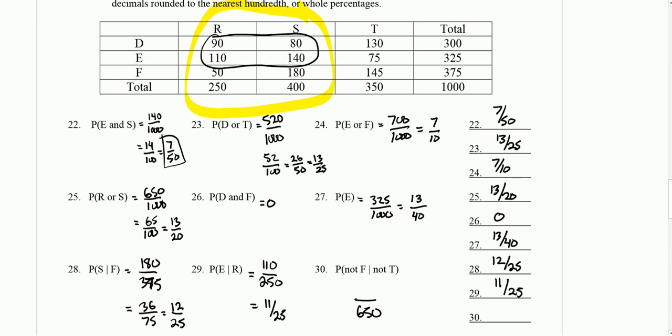And so I'm going to add up 90 plus 80 plus 110 plus 140 and get 420. And then start reducing. Divide by 10. And then that's as much as it reduces, so 42 out of 65.